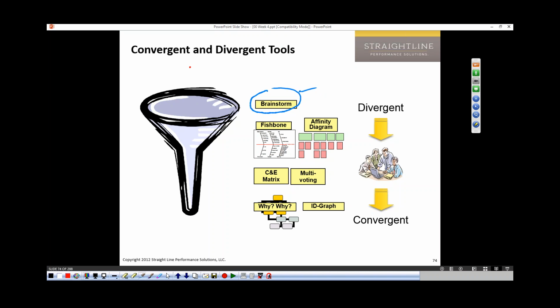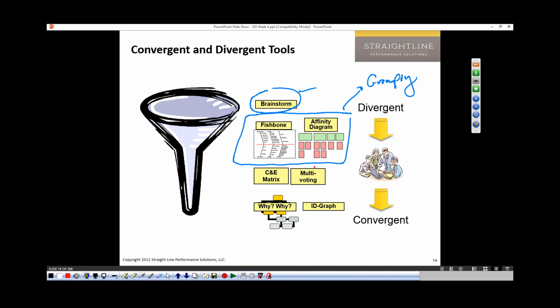Then there are convergent tools. These fishbone and affinity are grouping tools. So they help us take our brainstormed ideas and group them so we can make sense of them. One of the problems with brainstorming is it generates a lot of things, but not a lot of action, a lot of thoughts. So how do we rein in and understand those?